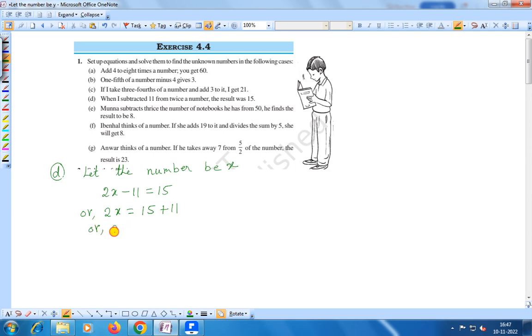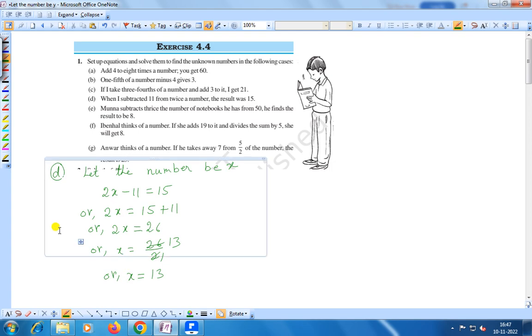Or 2x is equal to 15 plus 11, which is 26. Or x is equal to 26 divided by 2. 2 thirteens are 26, or x is equal to 13, which is the required solution of the equation. Now question number E.